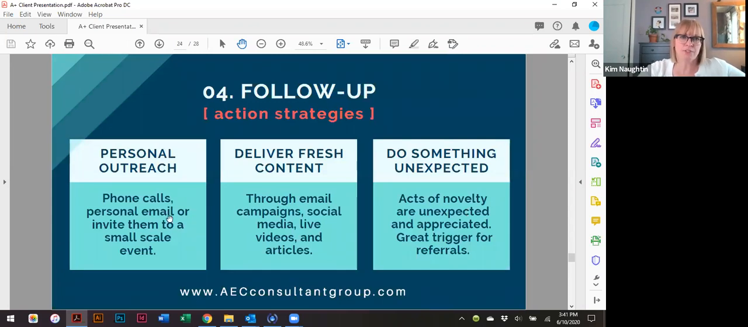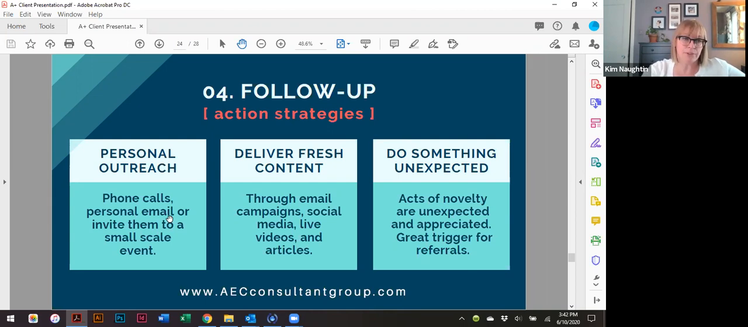So your action strategies here: personal outreach is really important. Again, we do email campaigns, we do social media, not super personal because they're bigger, broader campaigns. But if you send that personal email from your Outlook and put their name in it and talk about their business, and the last time we talked, you said this, that resonated with me, I have this, here you go. Again, make a phone call when you can.